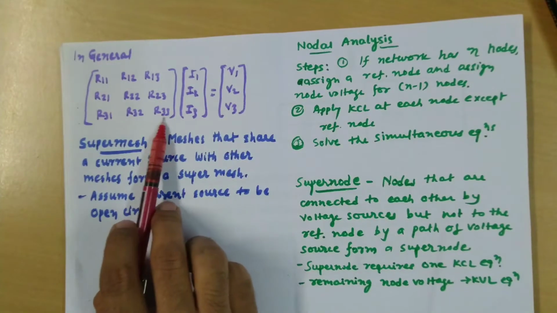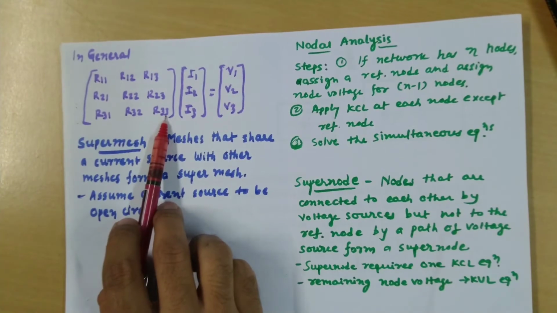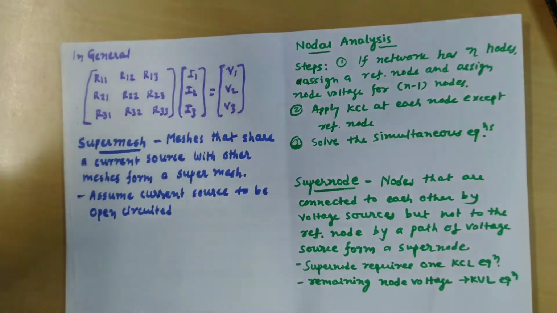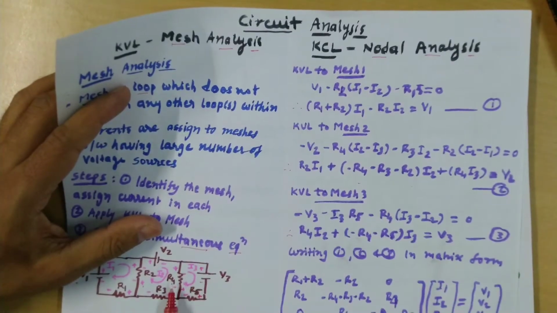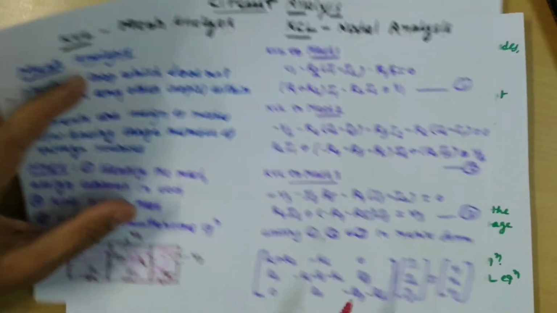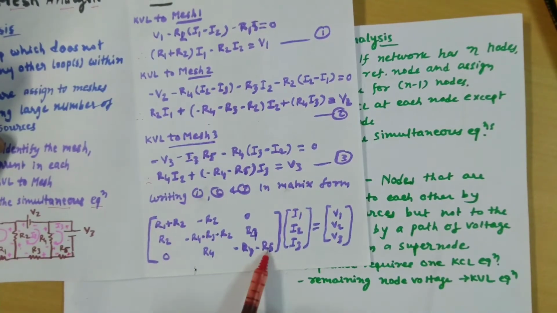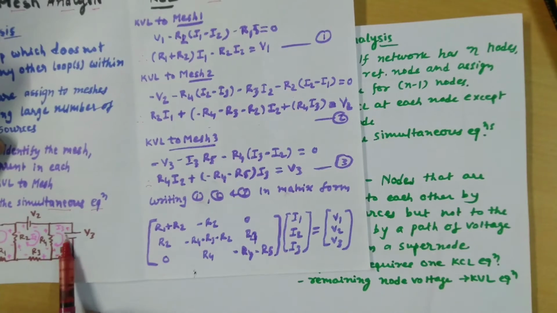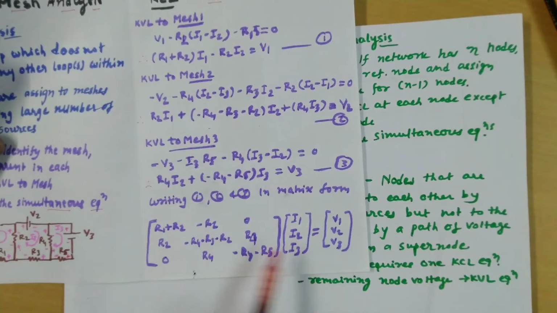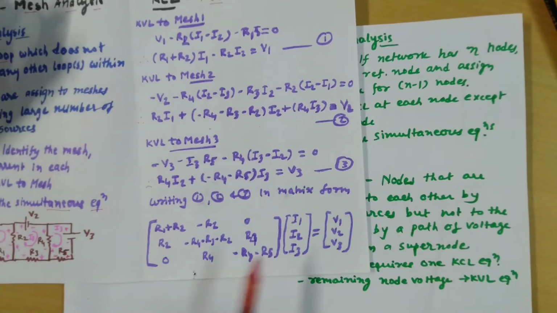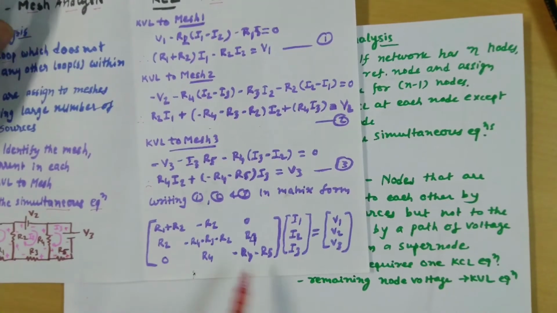And R33 also indicates self-resistance or sum of all the resistances of mesh 3. So in mesh 3 we have resistance R4 and R5. So here we are getting summation of R4 and R5. Again here the sign is the indication of this polarity of the voltage source. If we make this positive, then we can take this as a negative. So it is based on the direction of the current.